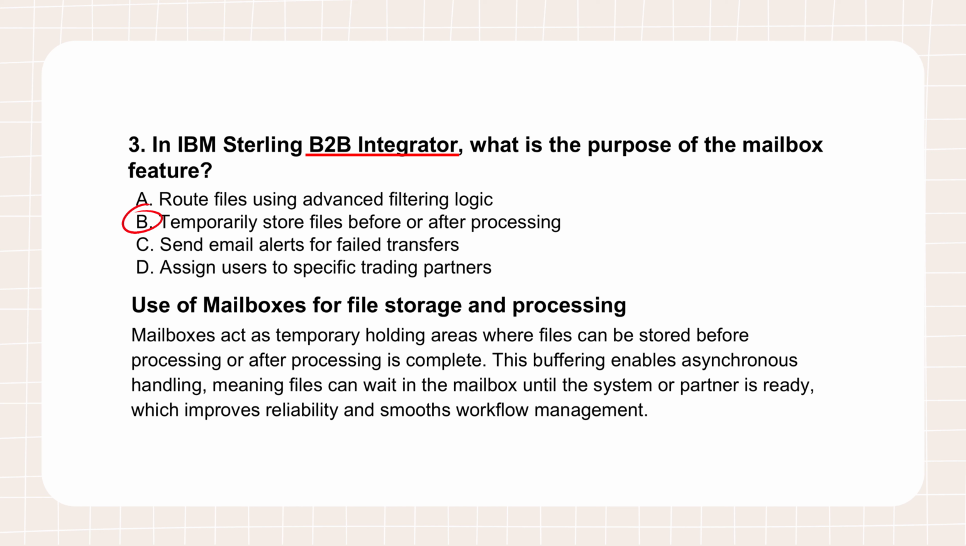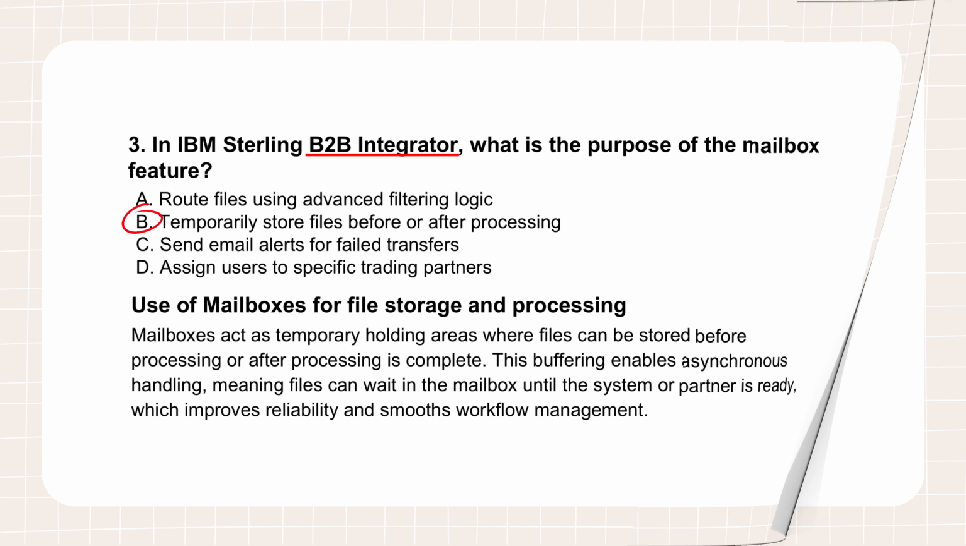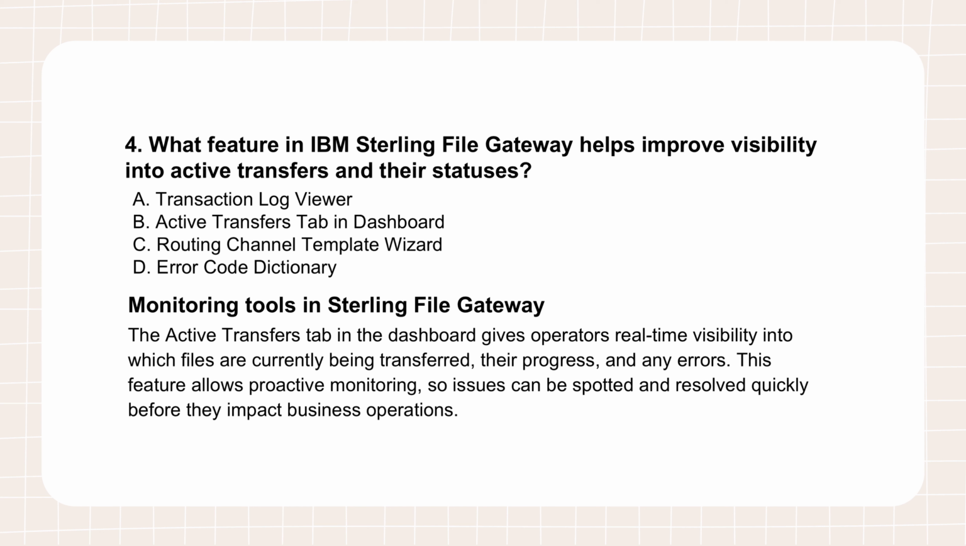Okay, but what if things don't go smoothly? How do you even know if a transfer is stuck or failed? Visibility. That's absolutely critical. And our fourth question hits on this. It asks about a feature in File Gateway for seeing active transfers and their status. The answer is B, Active Transfers tab in Dashboard.